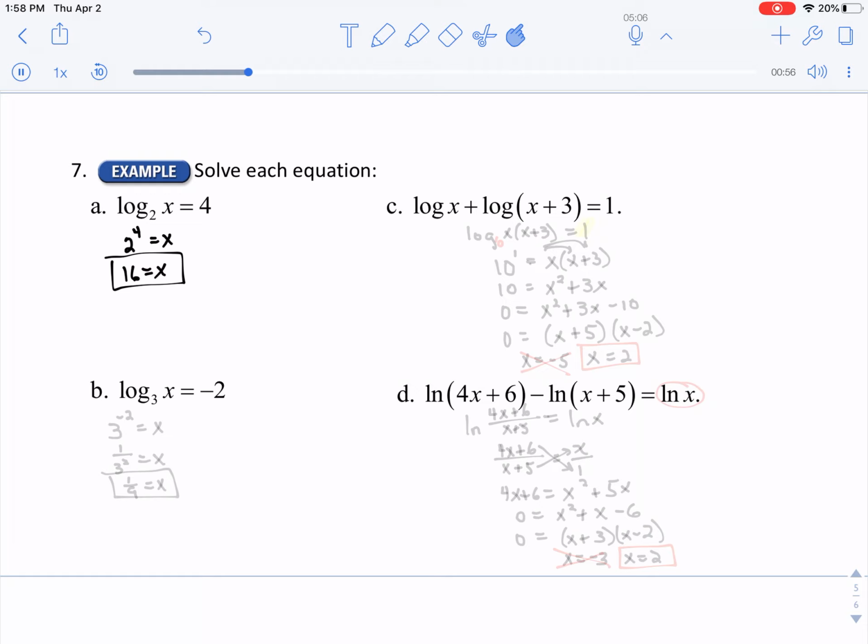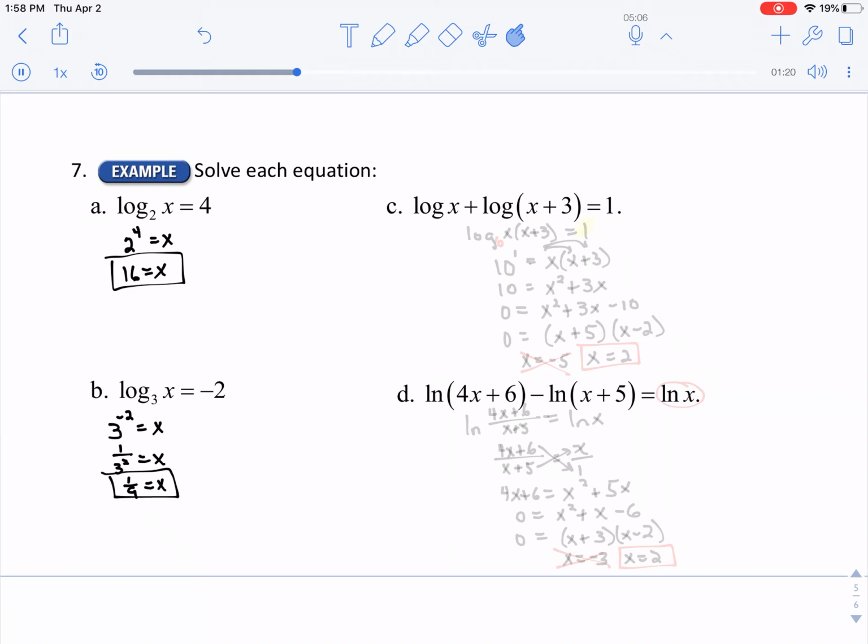All right, for B, we've got 3 is the base to the number that's away from it. So the number that's away from it is the negative 2 power equals x. The negative turns this into 1 over 3 squared. It always turns it into a fraction. And 1 over 3 squared is 1 over 9 equals x, and that's the answer.